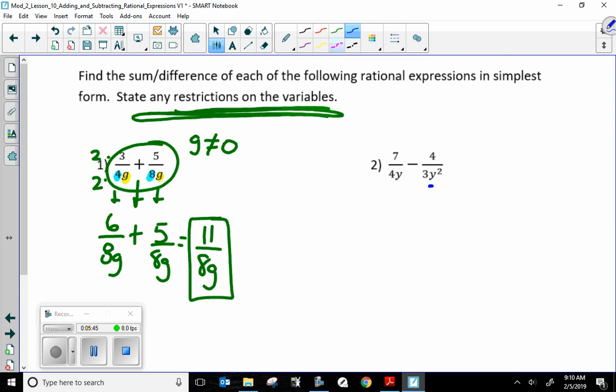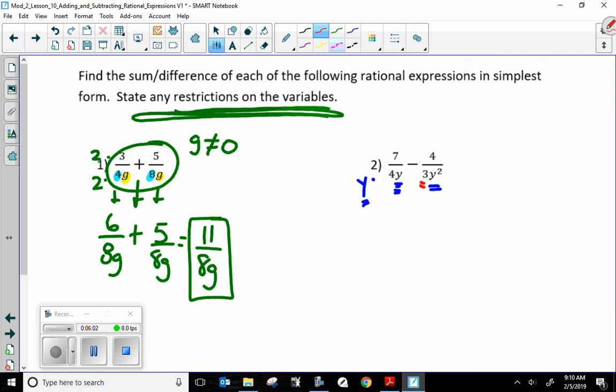I have a y squared and a y here. In order for them to both have y squared, I would have to multiply my left denominator by y, okay? Because y times y would give me y squared. That takes care of my variable, all right?